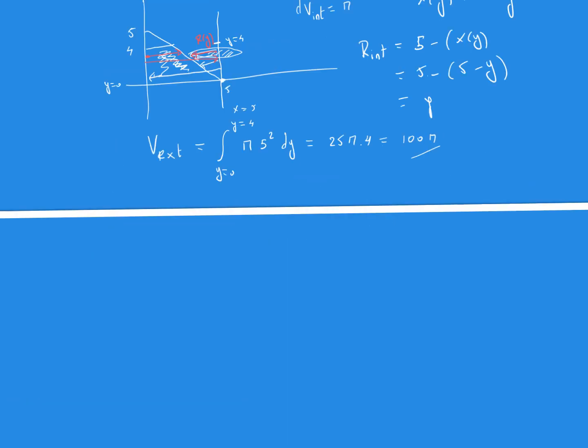Okay, so the interior volume that generates this figure when you rotate through the axis x equals 5 would be the integral from y equals 0 to y equals 4 of pi times the radius, which is y squared, dy. And you are summing the interior volume. So it would be pi y cubed divided by 3, or in other words, pi 4 cubed divided by 3.